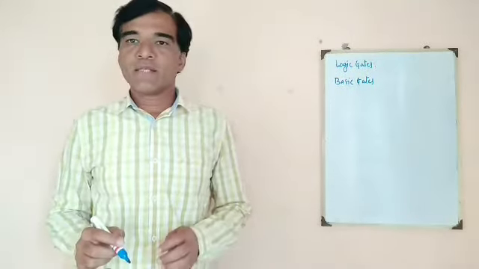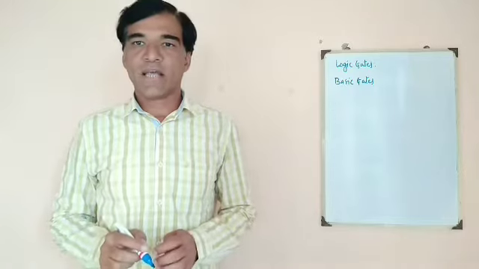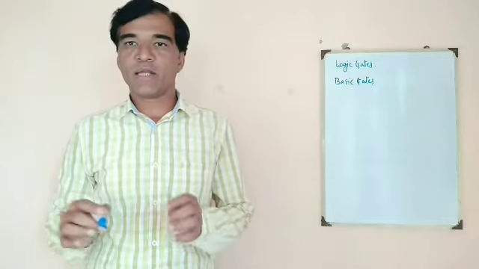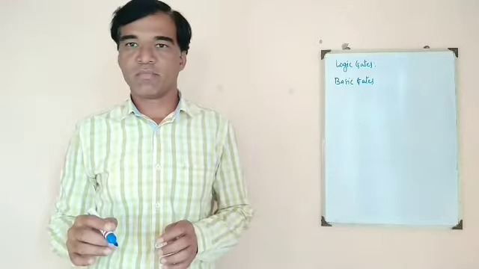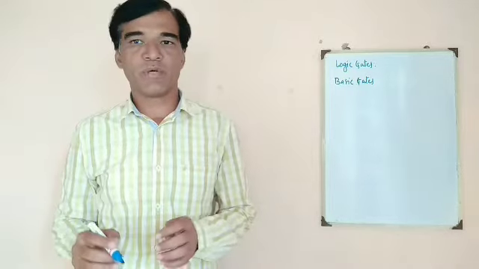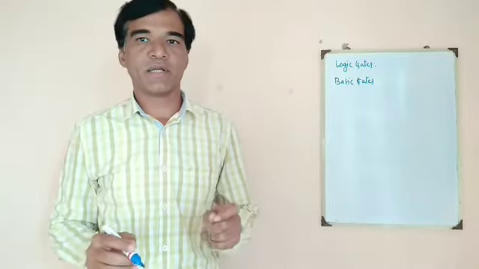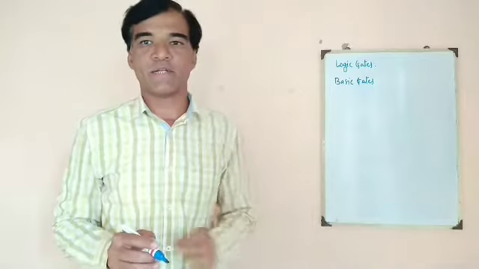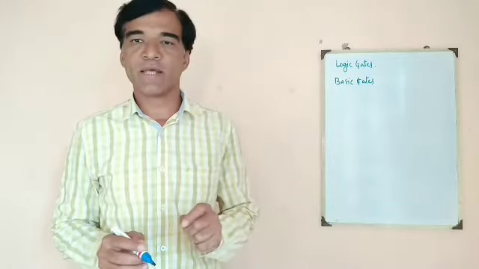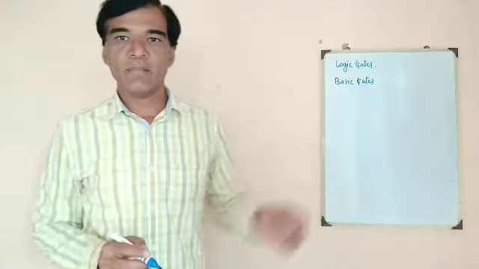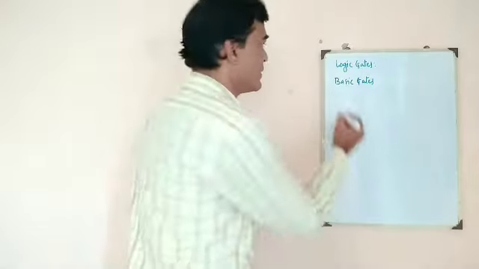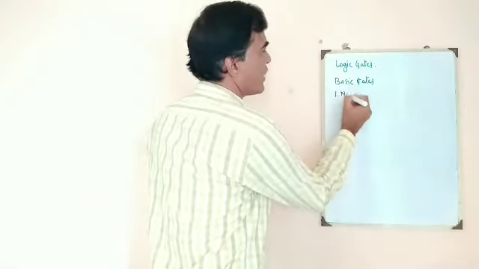So these are known as the basic gates. The reason is that any Boolean expression, that is any digital circuit, can be implemented by using these basic gates. Hence the name is given as the basic gate. In basic gate we have three gates. The first one is NOT gate.